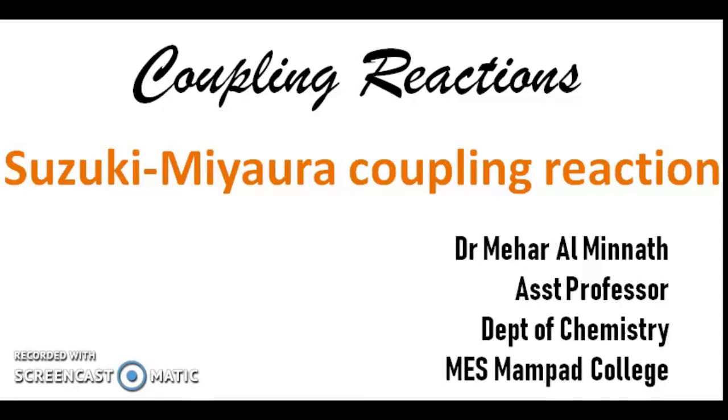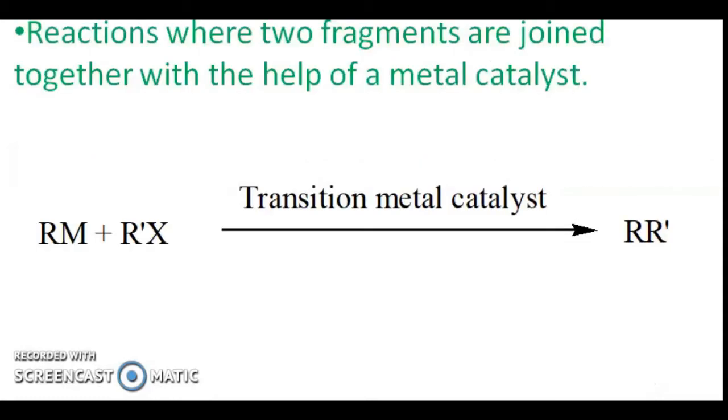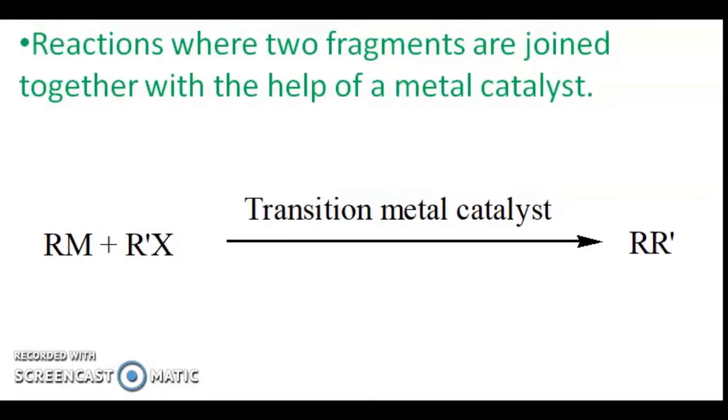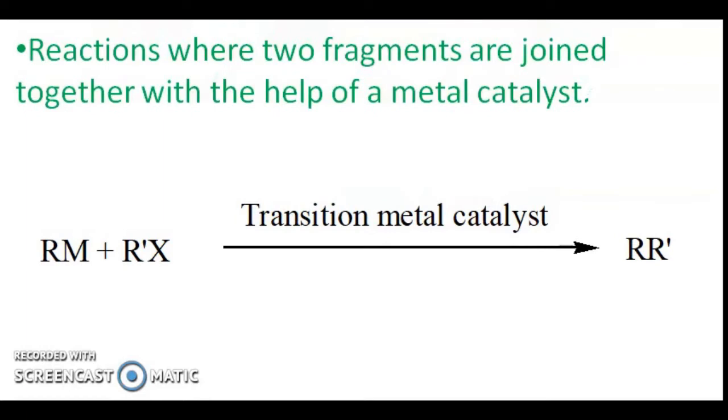Okay, now before we go into the Suzuki coupling reaction, let's see what a coupling reaction is. As the name suggests, a coupling reaction is simply bringing together two organic fragments. Two organic fragments are joined together, and in this case we are carrying out this coupling with the help of a transition metal catalyst. And here the transition metal catalyst is palladium.